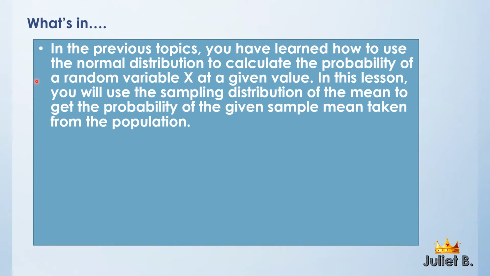In the previous topics, you have learned how to use the normal distribution to calculate the probability of a random variable x at a given value. In this lesson, you will use the sampling distribution of the mean to get the probability of the given sample mean taken from the population.